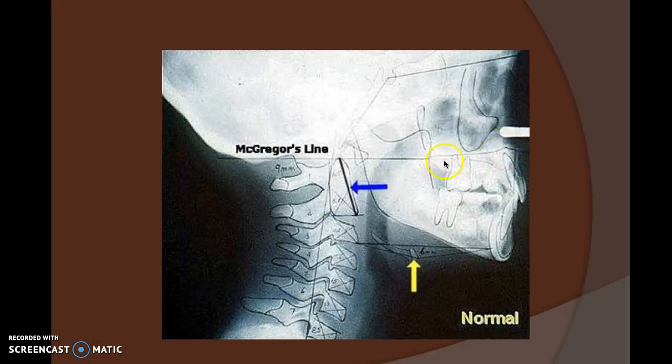So one of the things that we can do is look at cephalometrics, where we actually measure forward head posture. And I am going to do a second video for this, so I'm going to stop this one here and then we'll add a second video.